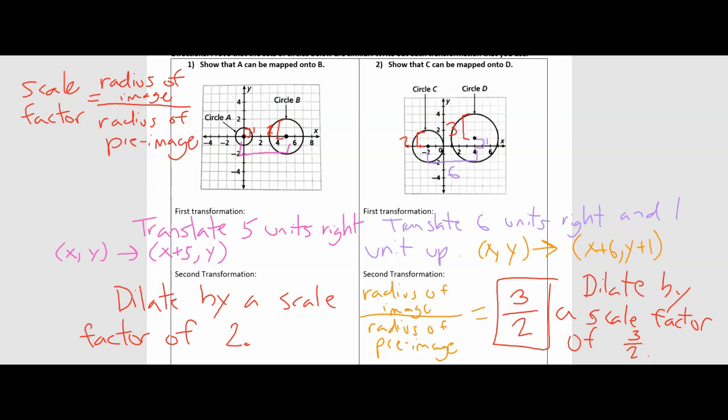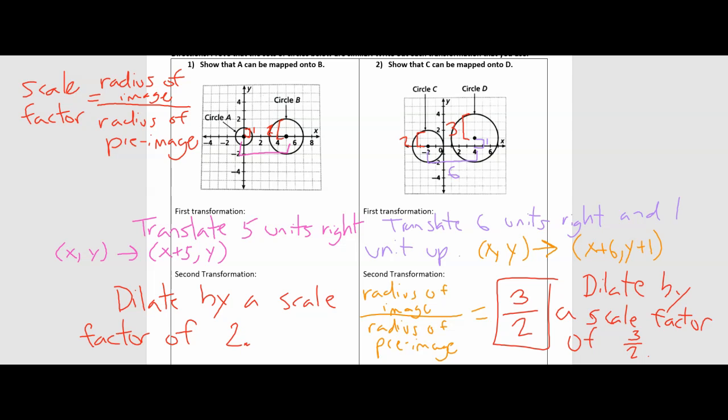And we could always check to make sure that it makes sense, right? We're going from a smaller circle to a larger circle, so our scale factor should be greater than 1. Same thing in number 1, right? We're going from a smaller circle to a larger circle, so our scale factor should have been greater than 1. And both of these are.